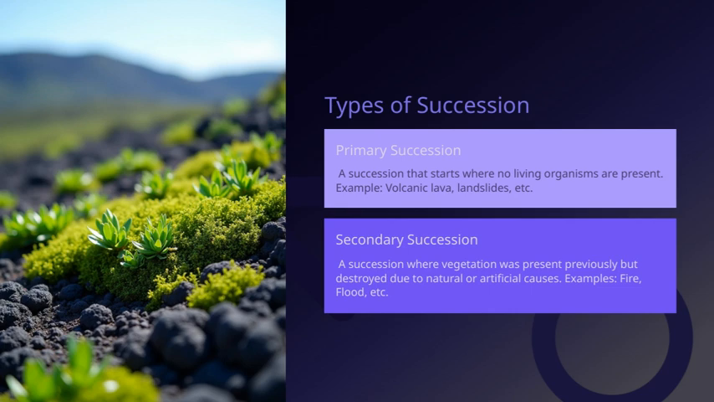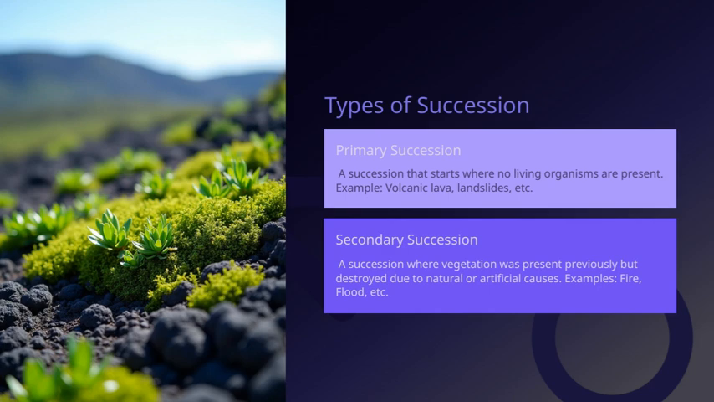The key point here is that because soil and some living organisms are still present, this process tends to happen faster than primary succession. Next, we have primary succession. This starts in places where no life existed before, such as on volcanic lava or landslides where the ground is essentially bare. In these cases, life has to begin from scratch, and it's a much slower process. Over time, life gradually establishes itself, building up soil and creating new ecosystems from nothing.